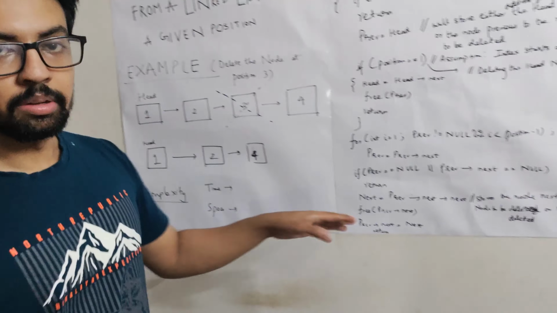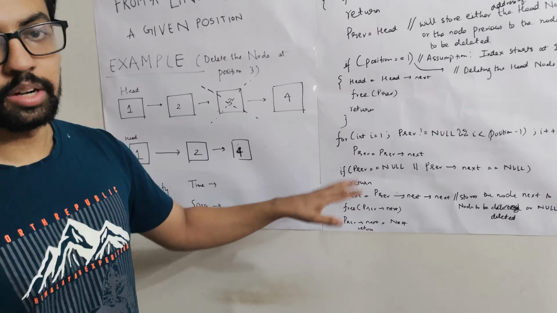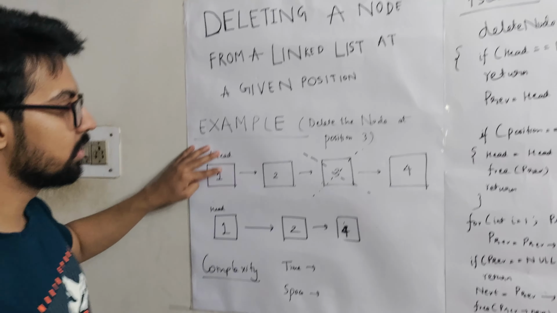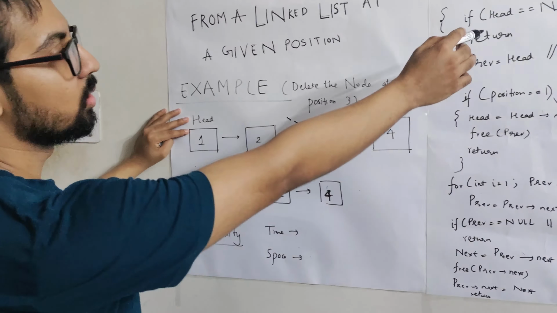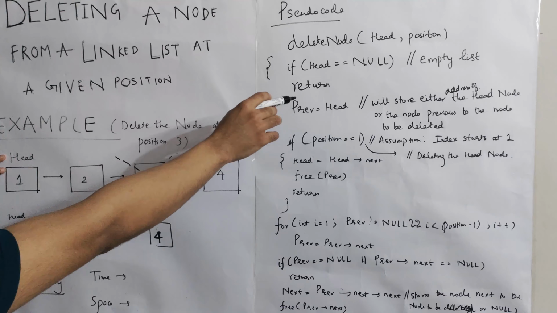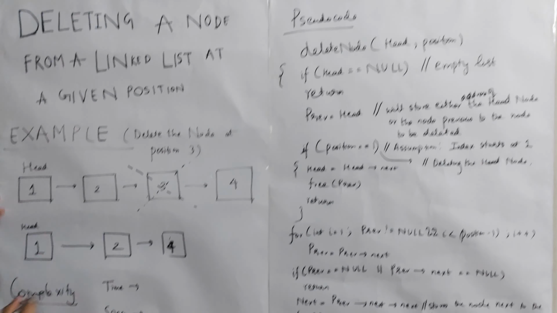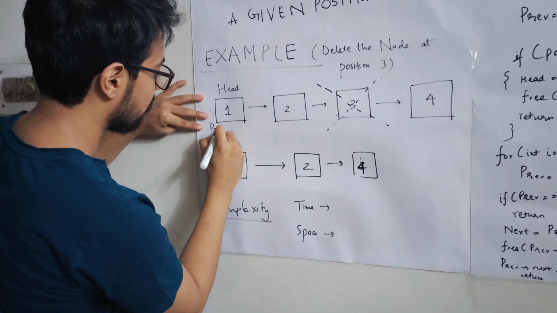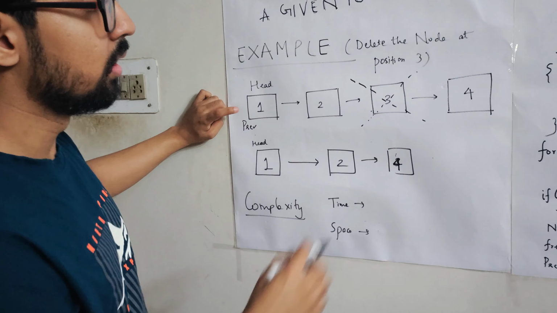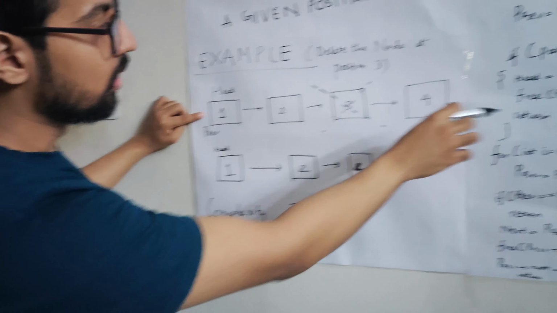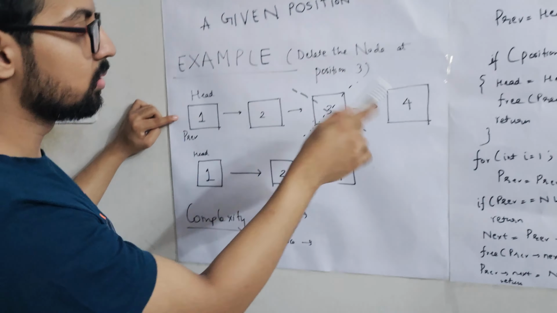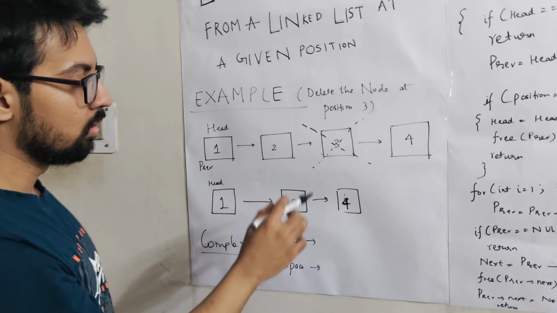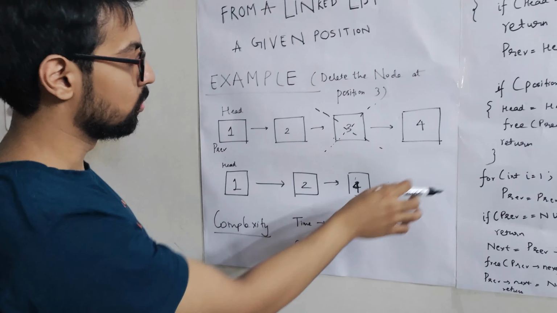Let me try and explain this by doing a dry run on this example here. Initially the head is 1. As you can see, head is not equal to null, so we will not be returning, and pre will also point to this. And if the position is 1, as you can see the position is not 1 here because we have the position as 3. So we'll be moving forward to the for loop.